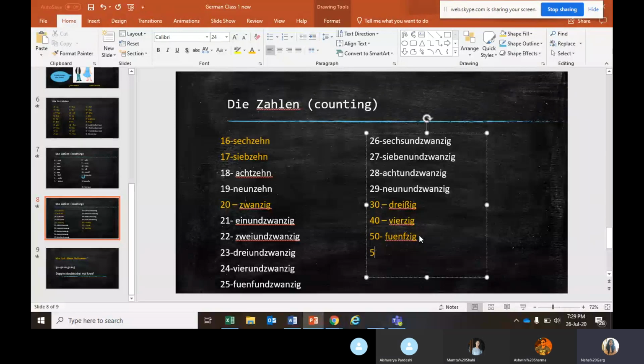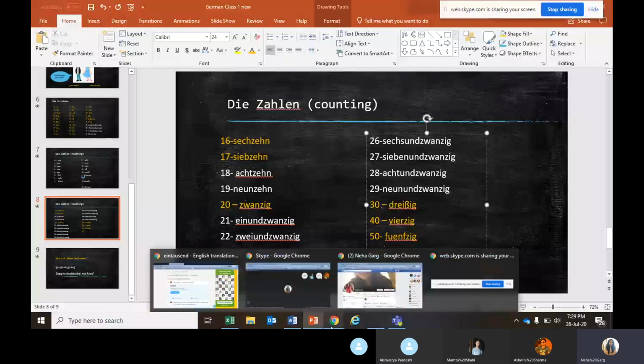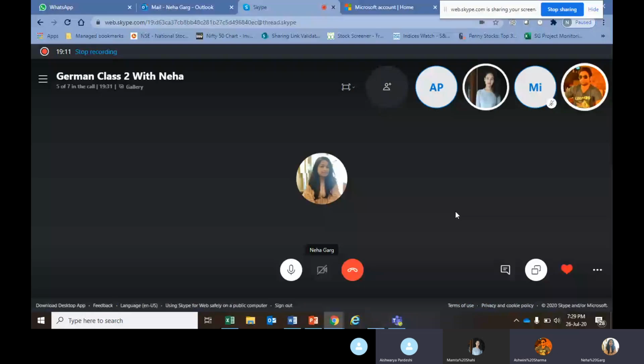So similarly, what would be 51? Can anyone send me in the chat what would be 51? How we would be writing? Einundfünfzig. Right, but how would you write that? Can you send it to me in the chat box? Let me check if you are writing correct spelling. Yes, one minute.